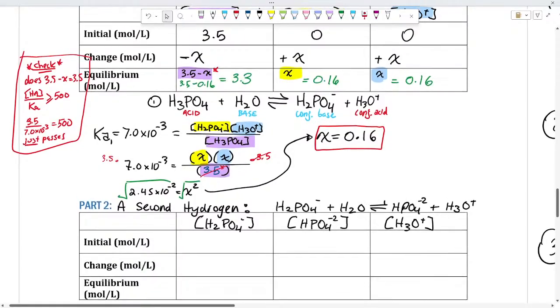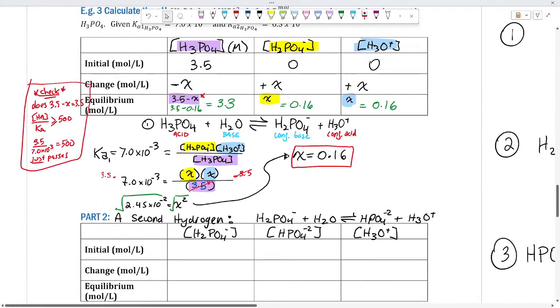But now, look at the initial conditions. What's the initial concentration of H2PO4 minus? 0.16. Okay, now ready for this? What's the initial concentration of HPO4 negative 2 rather? 0, right? We haven't made any yet. But, uh oh, what's the initial concentration of H3O plus? 0.16. Does that make sense? We have some H3O plus to start with this time, yeah.